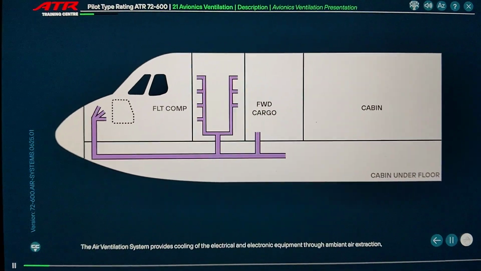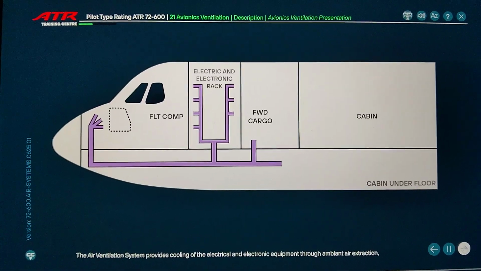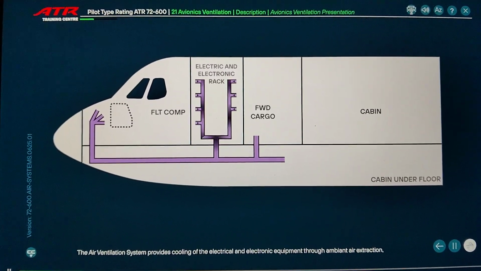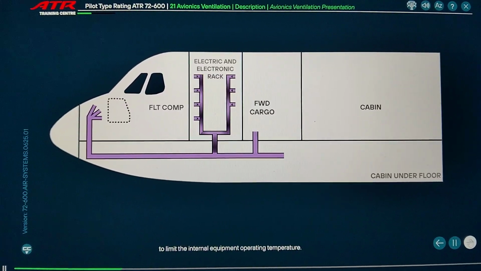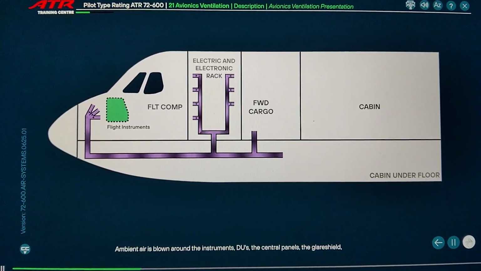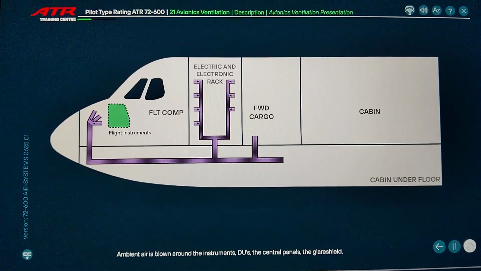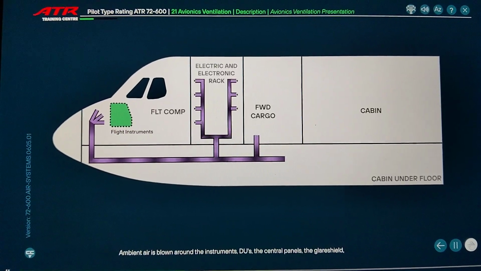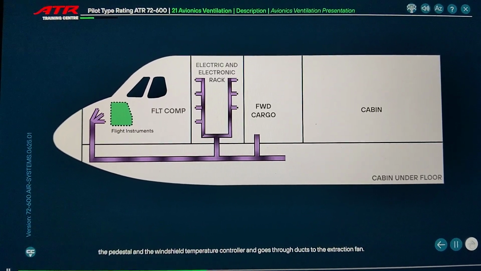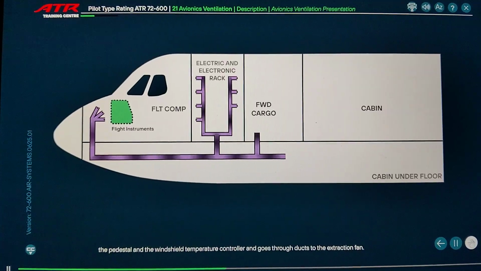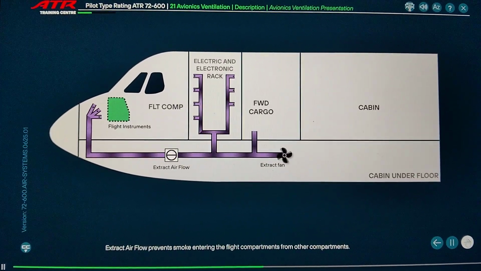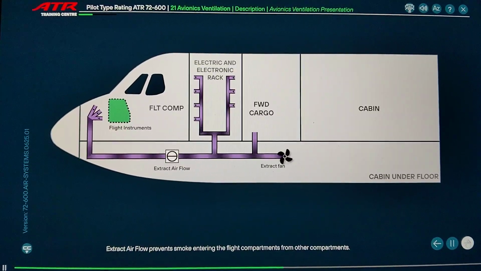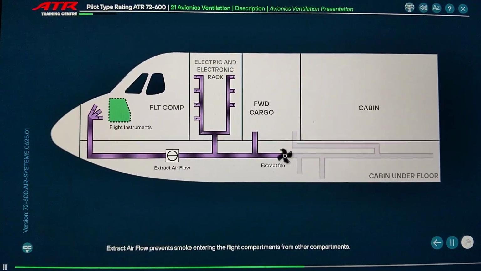The air ventilation system provides cooling of the electrical and electronic equipment through ambient air extraction, to limit the internal equipment operating temperature. Ambient air is blown around the instruments, DUs, the central panels, the glare shield, the pedestal and the windshield temperature controller, and goes through ducts to the extraction fan. Extract airflow prevents smoke from entering the flight compartments from other compartments.